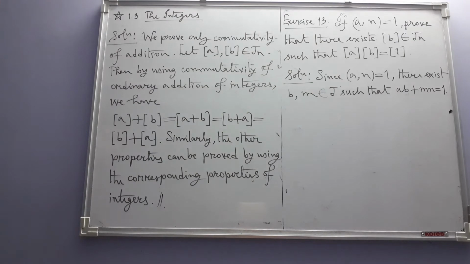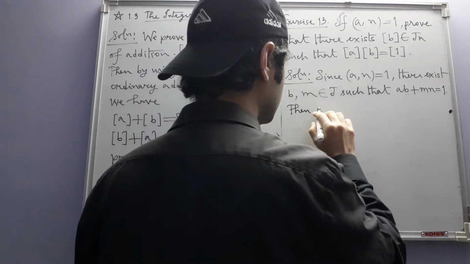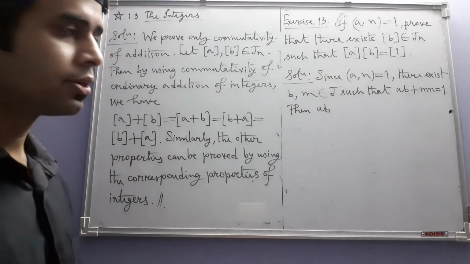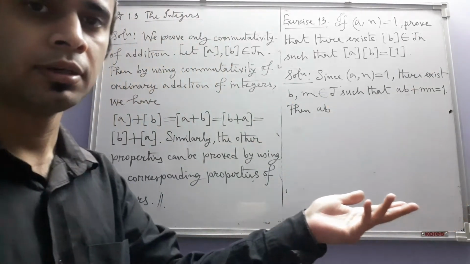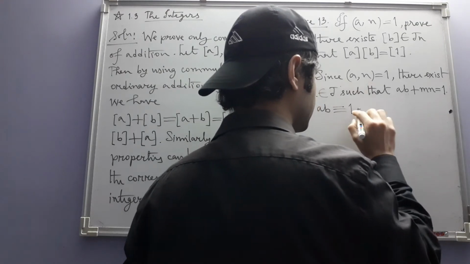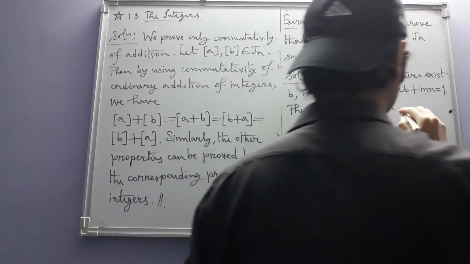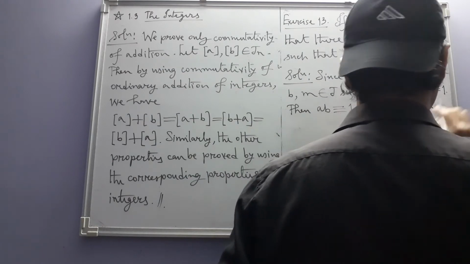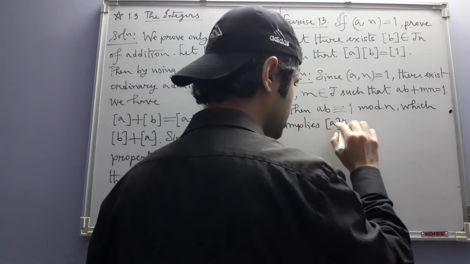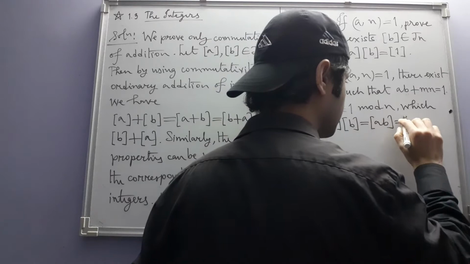So we are coming from that result. Then from this we can easily see that ab minus 1 is divisible by n, because ab minus 1 is minus mn, an integer multiple of n. And that can be written in the language of congruences like this. ab is congruent to 1 mod n, which implies this product, which is nothing but ab, is equal to 1.